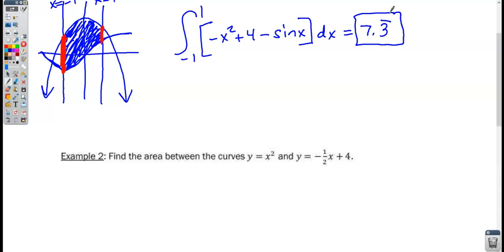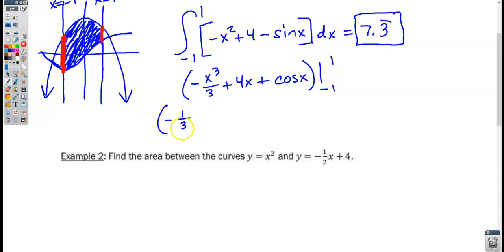All right, I guess out of due diligence, I'll do this one by hand too, just so you can see what happens here. Since we got a pretty nice answer, 7.3 repeating. If I do the antiderivative of all this, this is -x cubed over 3 plus 4x plus cosine of x, evaluated from -1 to 1. And then I do my substitutions, and I've got -1/3 plus 4 plus cosine of 1 minus -1/3 minus 4 plus cosine of -1.